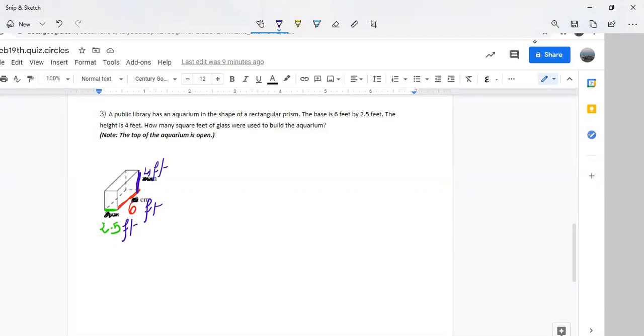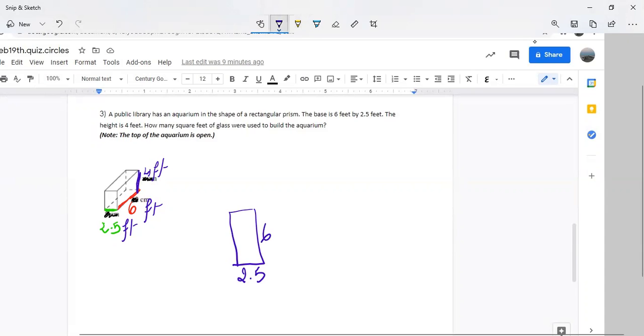It's important that you do this when you do these questions, to have a visual so you know what you are doing. So they say it's open from the top. So if it's open, we're not going to count the top. So we just need how much glass is going to take to make this fish tank, okay? So the base, let me draw the base, is 2.5 by 6. Since the top is open, there's only one. I'm not going to count the top, okay? So the area of this one is 15. 6 times 2.5 is 15, right?